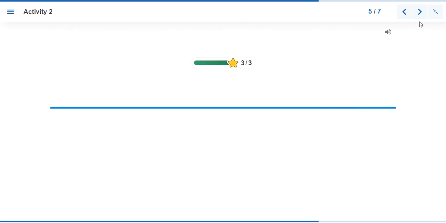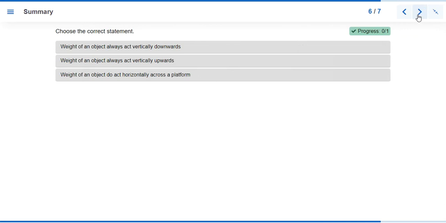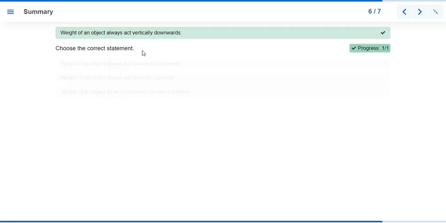So with that, let's proceed. In summary, we are to choose the correct statement. Weight of an object always acts vertically downwards. Yes, correct. Weight of an object always acts vertically upward. No, that would have been upthrust. Weight of an object does act horizontally across a platform. The statement is wrong. So the correct statement will be that weight of an object always acts vertically downwards.